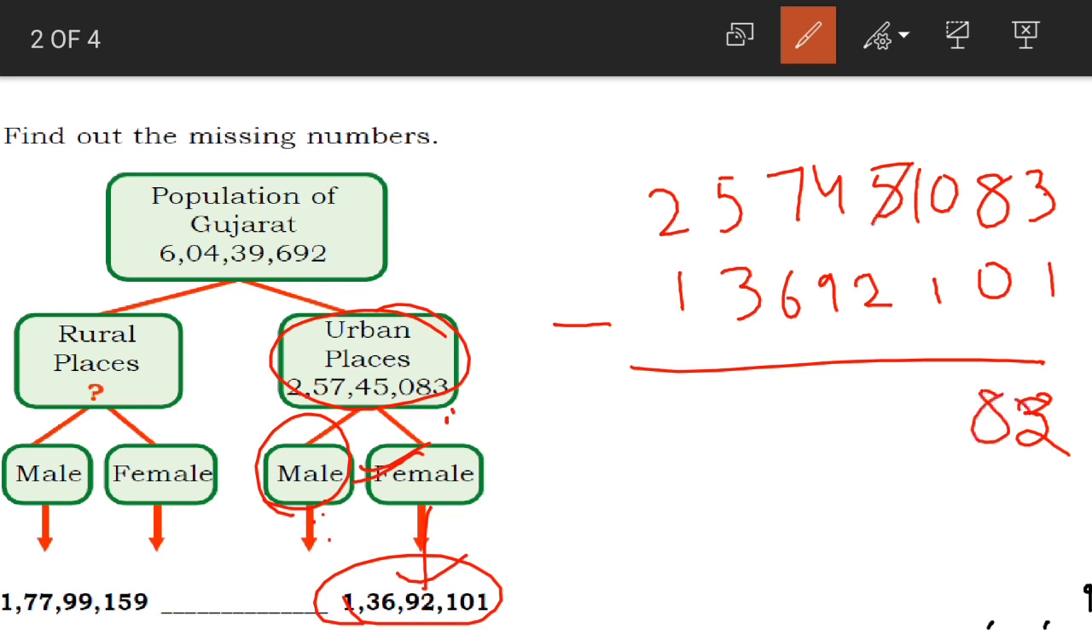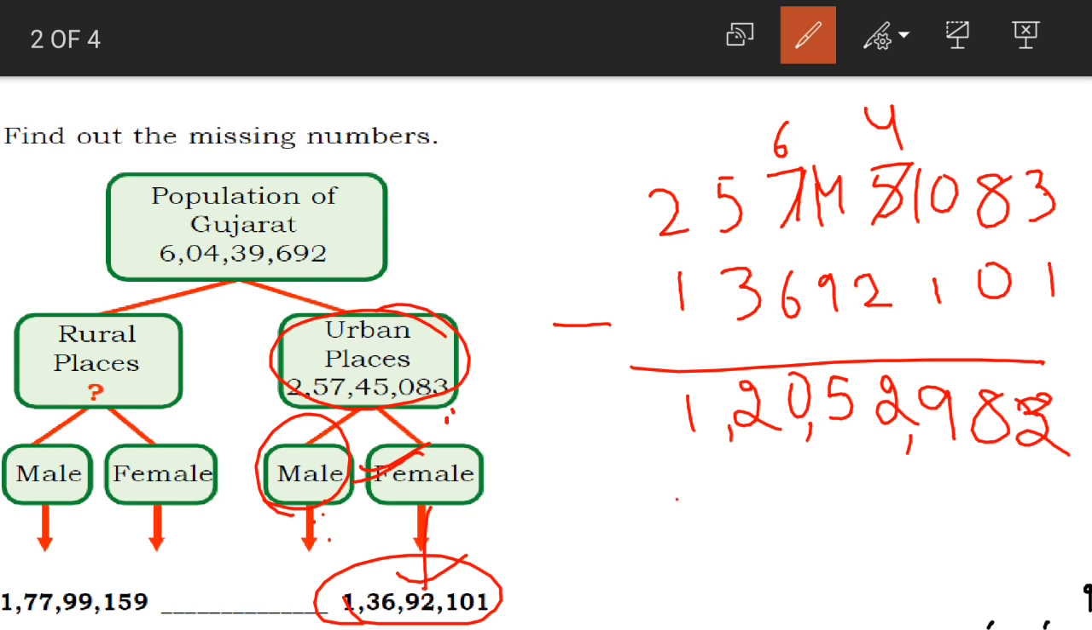Now 0 minus 1 is not possible, so borrowing. 10 minus 1 is 9, 4 minus 2 is 2. Now 4 minus 10 again is not possible, so borrowing. 14 minus 9 is 5, 6 minus 6 is 0, 5 minus 3 is 2, 2 minus 1 is 2.